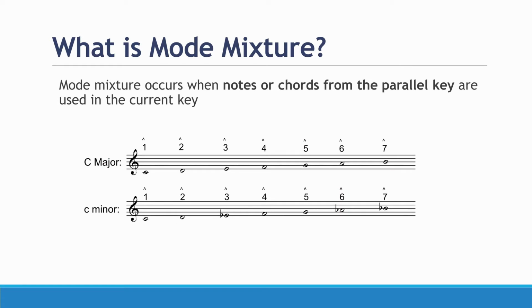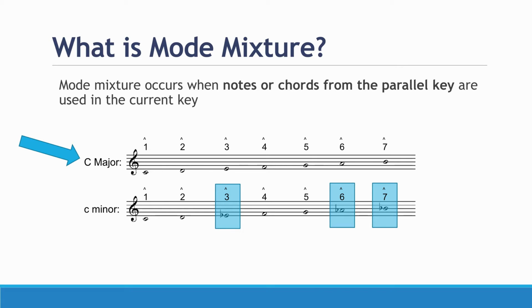Probably the easiest way to talk you through this is to compare two parallel keys. On the screen, I'm currently displaying C major and C minor, which share the same tonic note, C. You'll see in comparing these two scales to one another that there's three notes that are different between the two scales: scale degree 3, scale degree 6, and scale degree 7. So these are essentially the notes that are going to get modified in mode mixture.